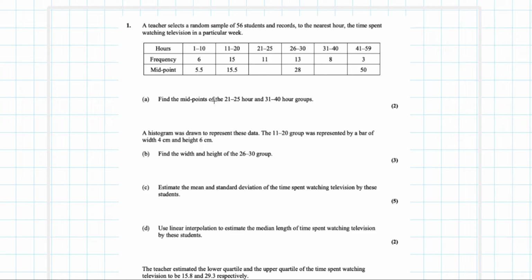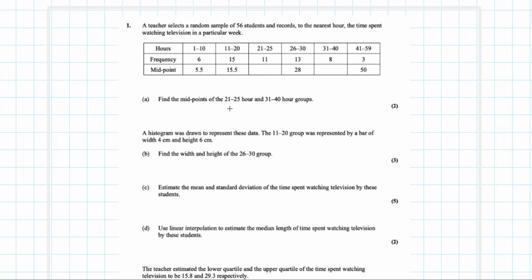So hours is on the first row, frequency on the next one, and we've got the midpoint of some of the hours here. So hours is essentially our class that's going to be in the x-axis if we were to make a histogram. So find the midpoint of a 21 to 25 hour group and 31 to 40 hour group.